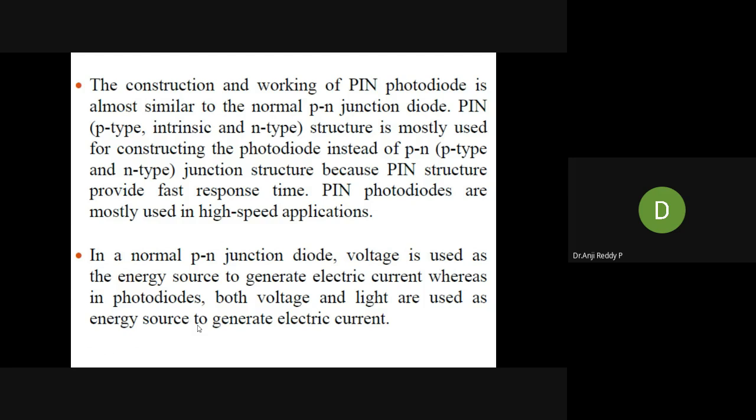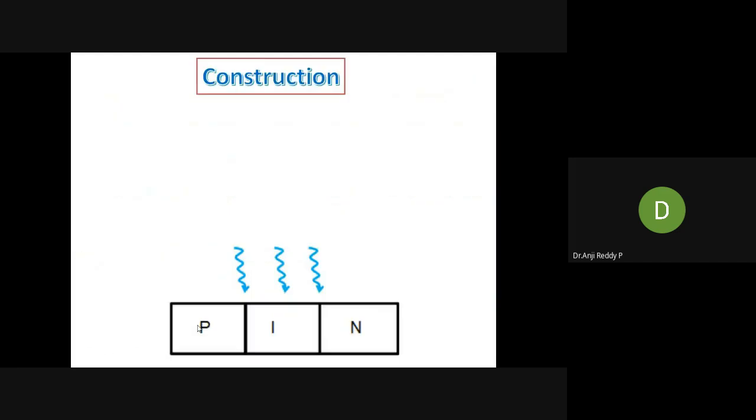Then what about the next one? That is construction and working, which we have to study. Construction is very simple. This is the P region, this is the N region, and in between we have an intrinsic semiconductor. The light is incident on this intrinsic semiconductor.